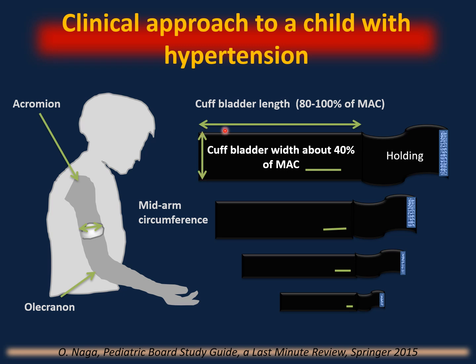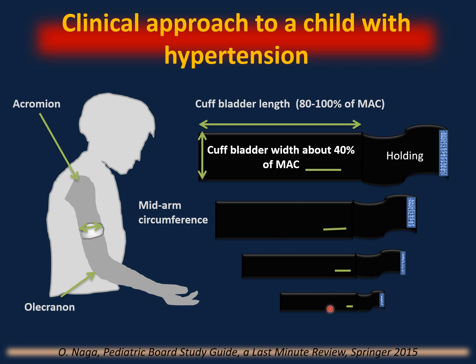It's very important that the length of the bladder encircles at least 80 to 100% of the mid-arm circumference. Mid-arm is determined by the midpoint from the acromion to the olecranon. What about the width? The width has to be at least 40% of the mid-arm circumference. Now the newer cuffs come with lines to make it easy for you to determine the appropriate size. You hold the bladder with both hands and apply this line from here to here on the arm. If they are the same width, this is the appropriate bladder you will use for this patient.